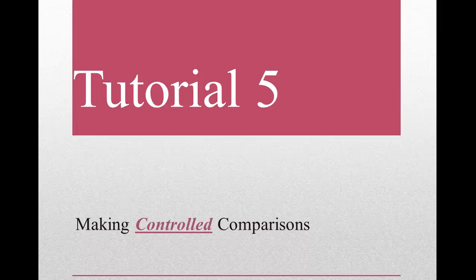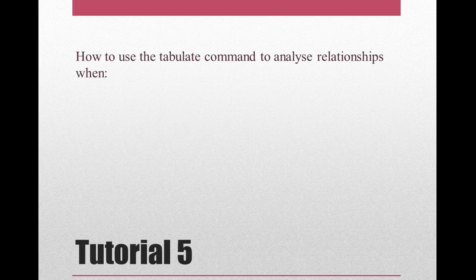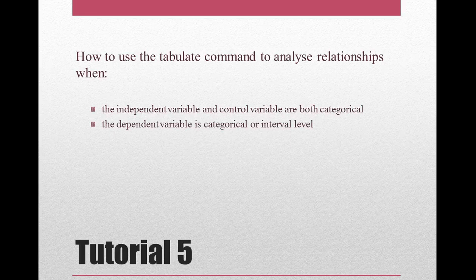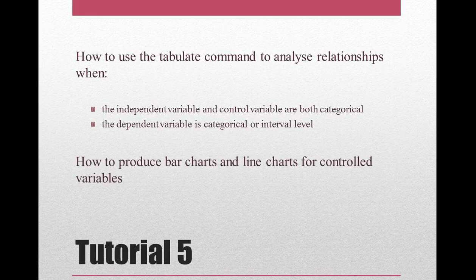Welcome to Tutorial 5, where we are going to learn about making controlled comparisons. What we are going to learn in this tutorial is to use the tabulate command to analyze relationships when the independent variable and control variable are both categorical, and when the dependent variable is categorical or interval level. We will also show how to produce bar charts and line charts for controlled variables.